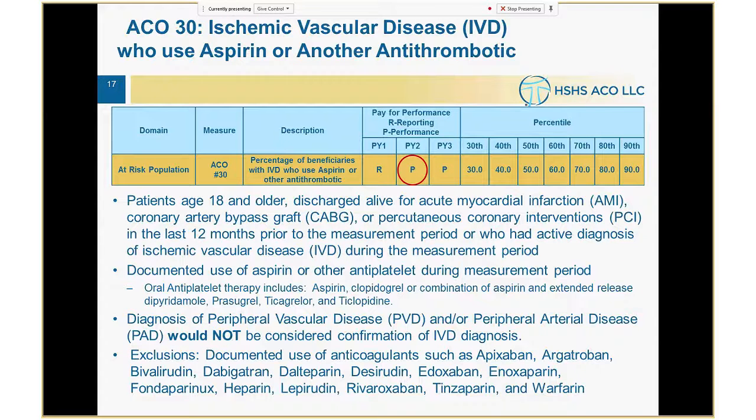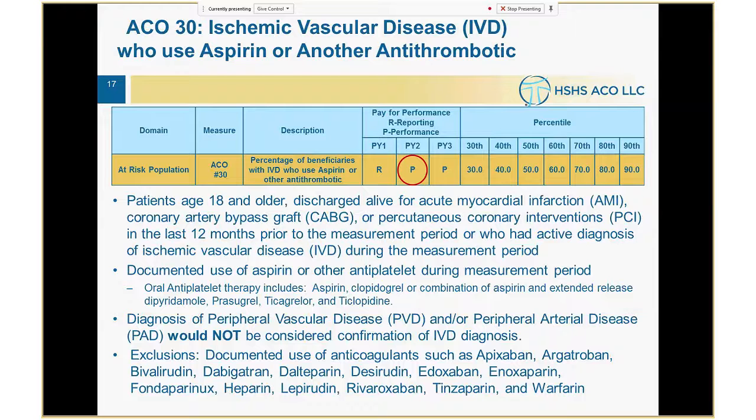The last measure I'm going to discuss is ACO 30, ischemic vascular disease, who use aspirin or another antithrombotic. This is also part of the at-risk domain. It is a pay-for-performance measure for 2017. This includes patients who are 18 and older who were discharged alive for an acute myocardial infarction, a CABG, or a percutaneous coronary intervention in the last 12 months prior to the measurement period, so in 2016, or who have an active diagnosis of ischemic vascular disease during the measurement period, which is 2017.